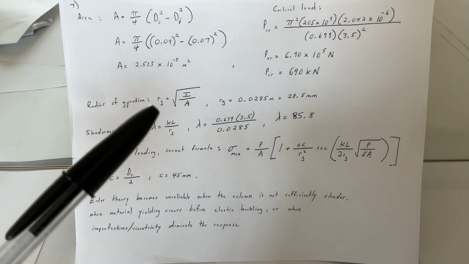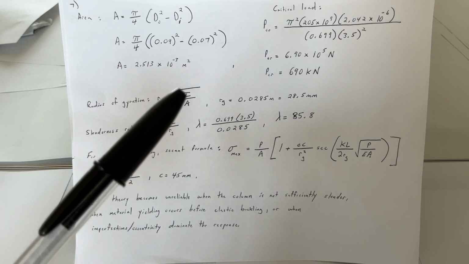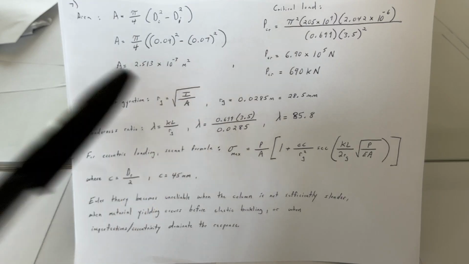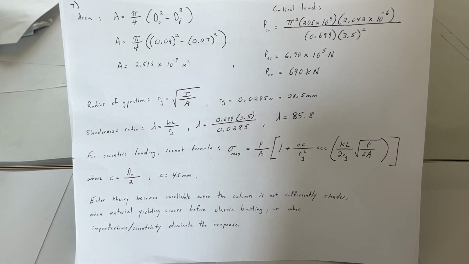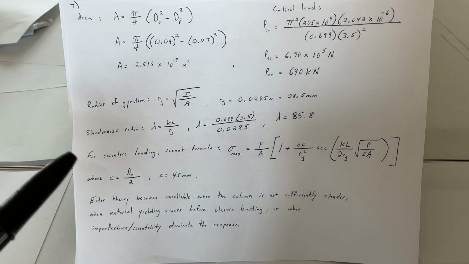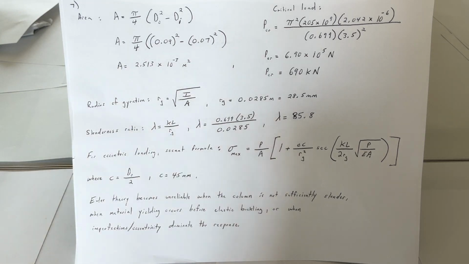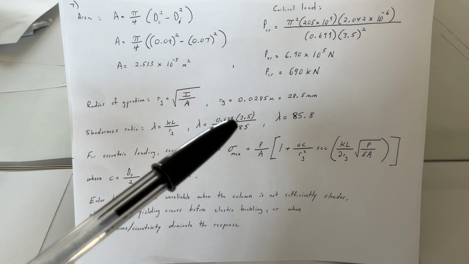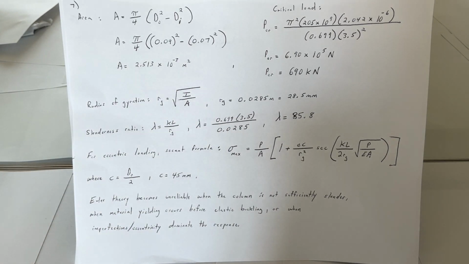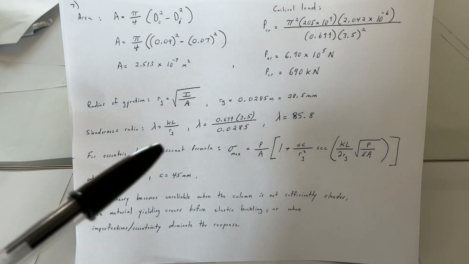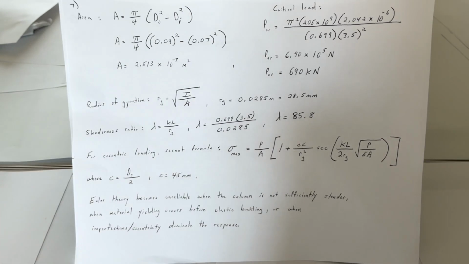Radius of gyration, R sub G equals square root of I over A. R sub G equals 0.0285 meters equals 28.5 millimeters. Slenderness ratio, lambda equals KL over R sub G. Lambda equals 0.699 times 3.5 over 0.0285. Lambda equals 85.8.